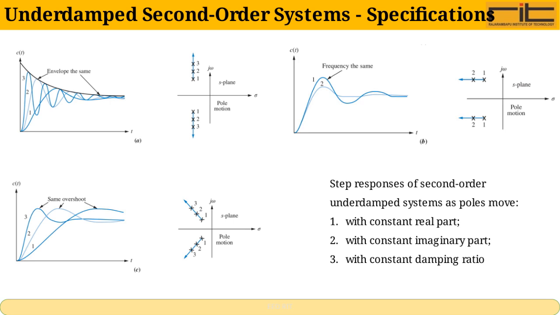First, when the poles move while maintaining a constant real part. Second, when the poles move with a constant imaginary part. And third, when the poles move with a constant damping ratio. Each of these scenarios affects parameters like oscillation frequency, damping, and settling time differently, which in turn changes the shape of the step response. Understanding these variations helps us design and predict system behavior more effectively.